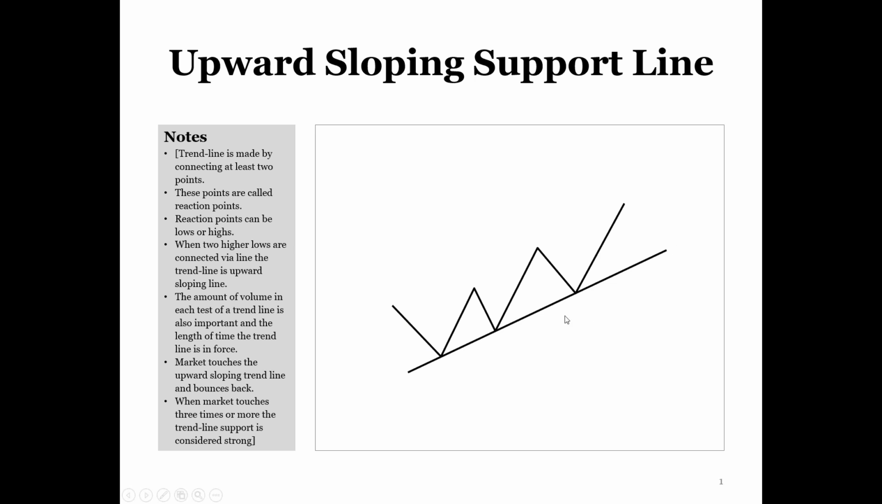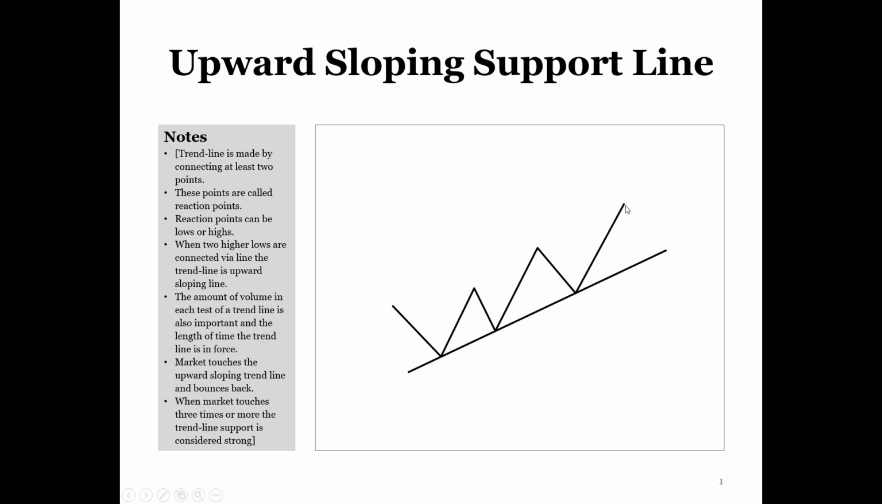So why is it called a support line? Because when the market touches the line, the price bounces back up. When it touches the line, it bounces back up. So these are the valid support lines. So next, if you extend further, the price has to move back down.